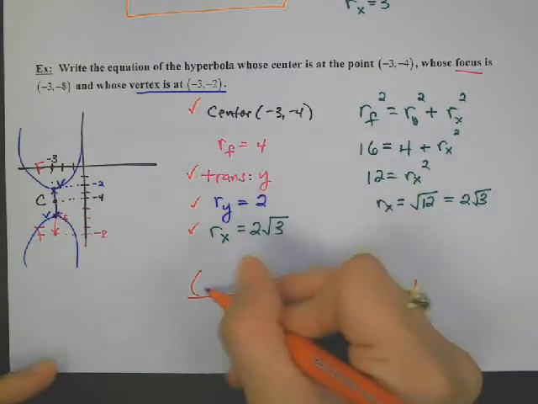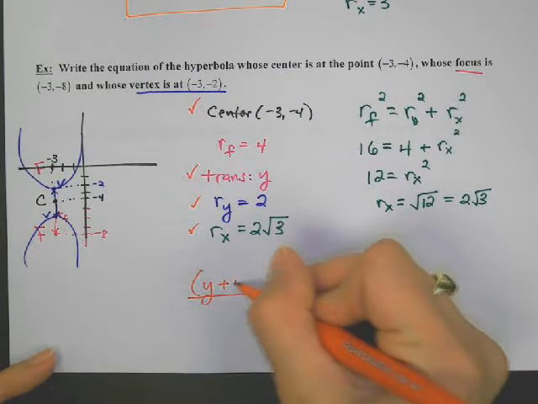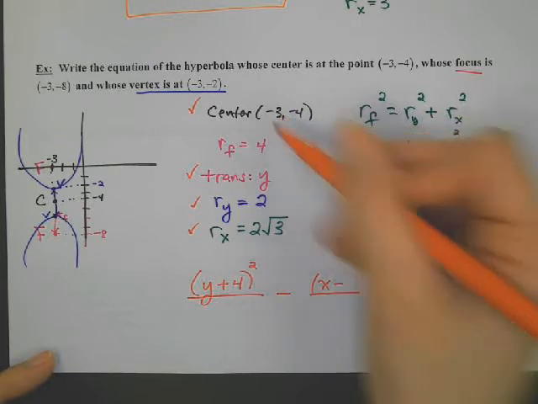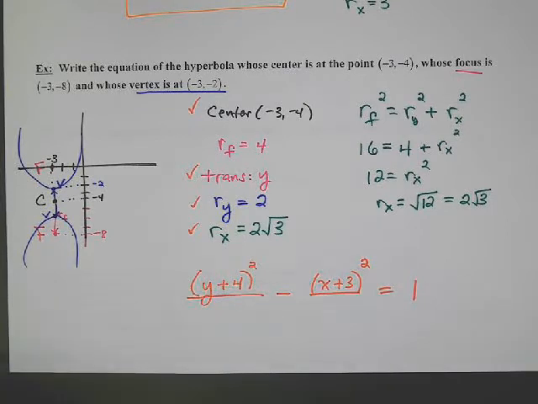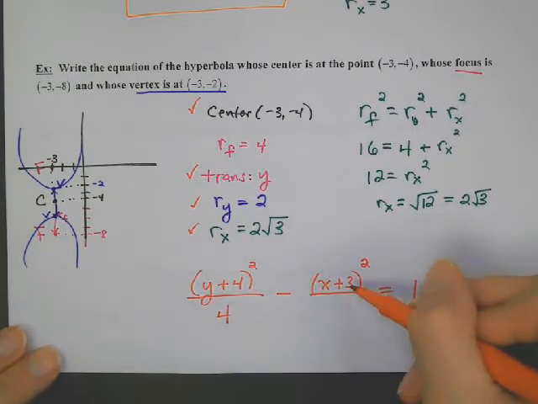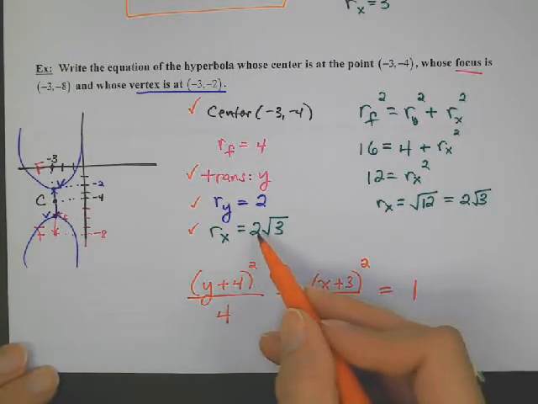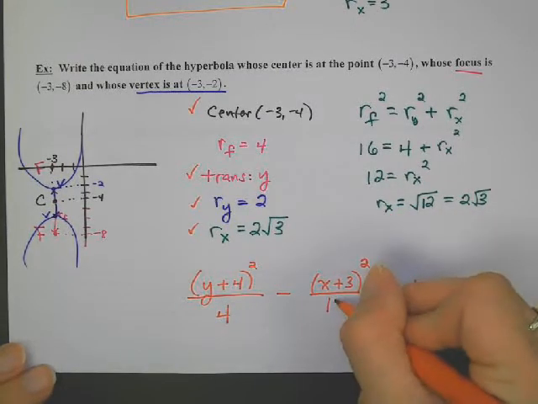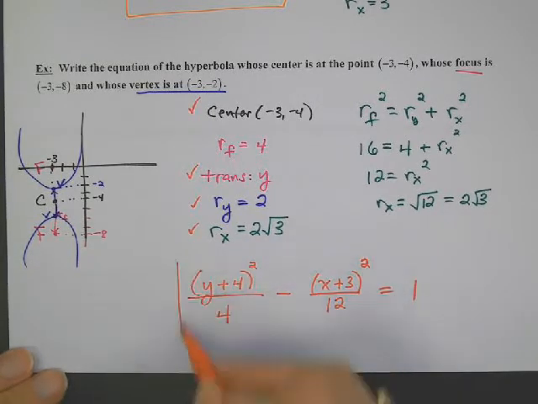So who is going to go first? The y. y minus -4 makes plus 4. How about the x? x minus, let's look at the x number, -3. That's going to be plus 3, quantity squared. And now I need to put those radii in there. The r sub y squared will make a 4. The r sub x squared, this is a lot of work to square the 2 and the radical 3 and then put it together. I think I'll just look right here where it was squared for me and put a 12. A simplified radical is a nice way to state it, but that's the easiest way to put that.